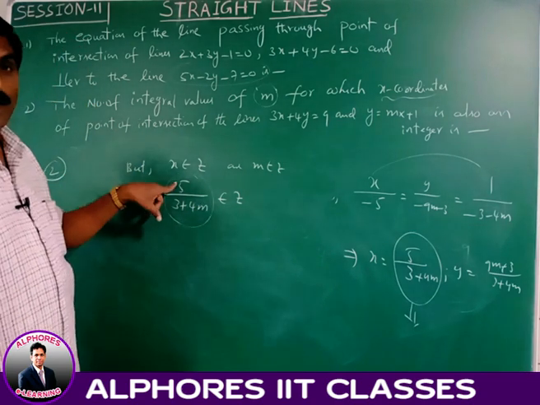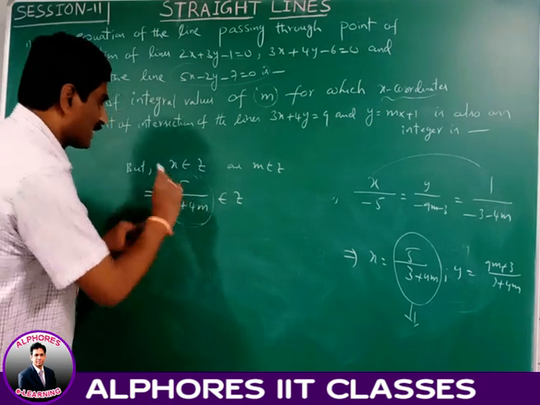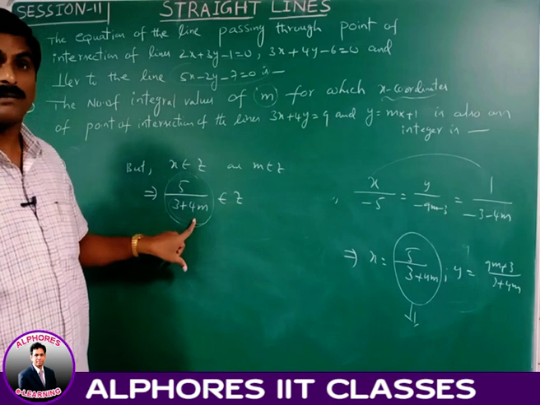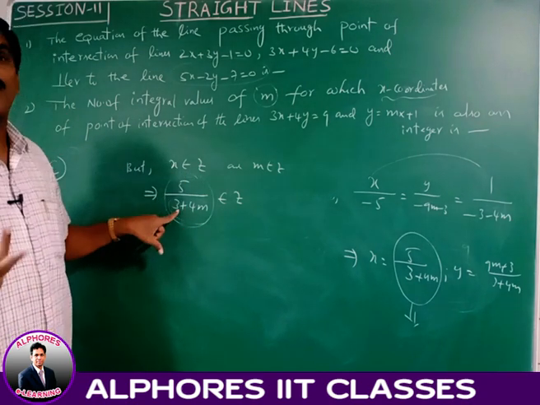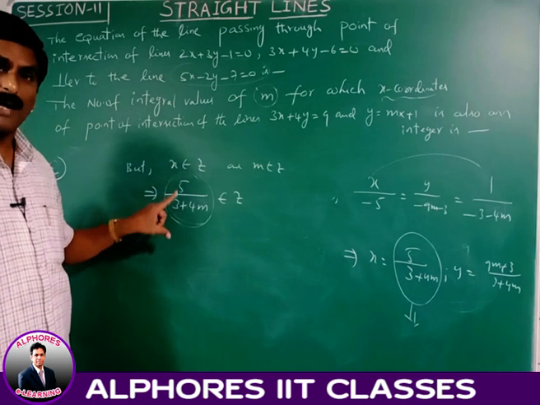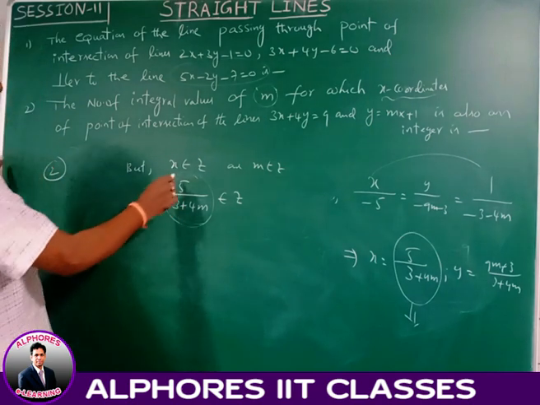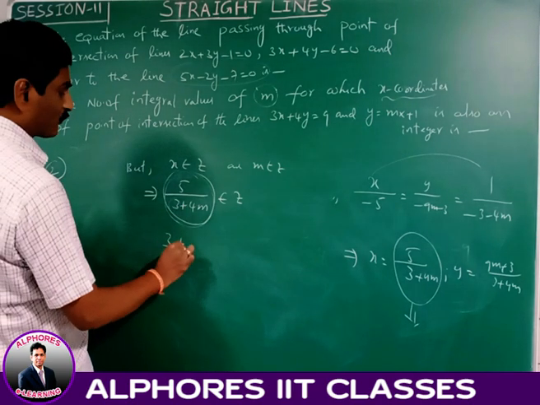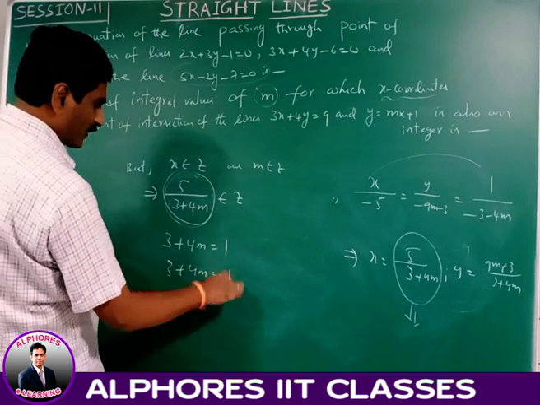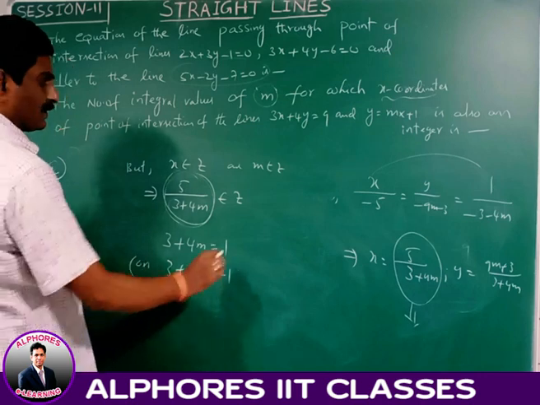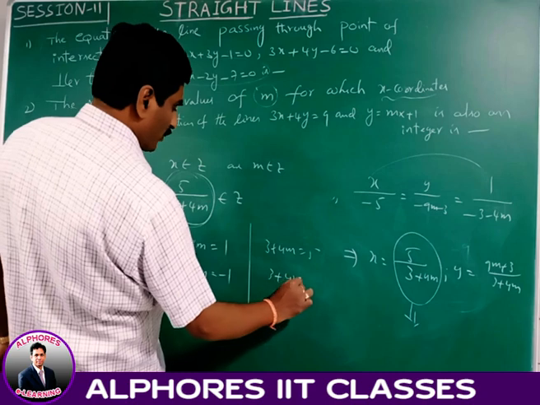Please observe this value, the numerator is 5. 5 by 1 means 5, integer. 5 by minus 1 is also minus 5, integer. 5 by 2 is not an integer, it is a rational number. 5 by 3, 5 by 4, 5 by 5, again integer. 5 by minus 5. So for this value to be an integer, 3 plus 4m is equal to 1 or 3 plus 4m is equal to minus 1, again 3 plus 4m is equal to 5 or 3 plus 4m is equal to minus 5.